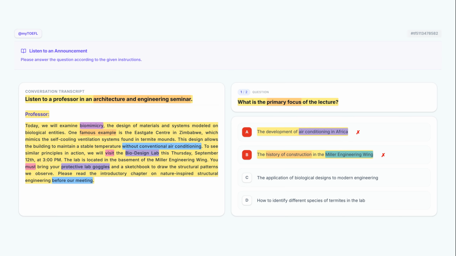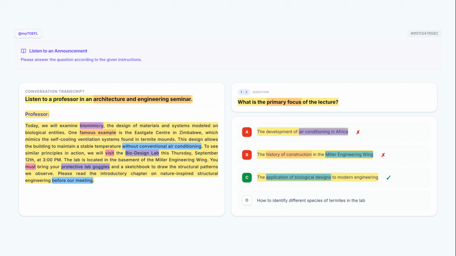Here is option C. Let's break it down. The application of biological designs to modern engineering. This perfectly captures the definition of biomimicry as the application of biological designs to solve engineering problems.